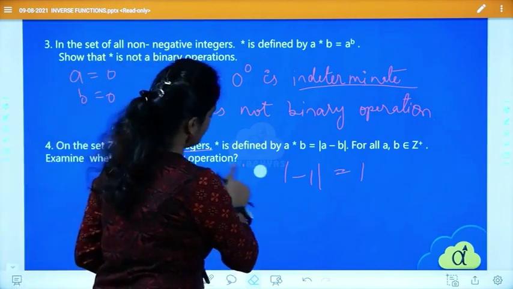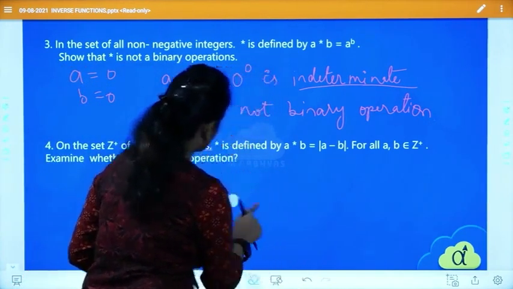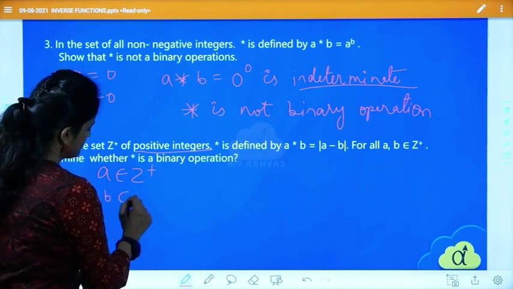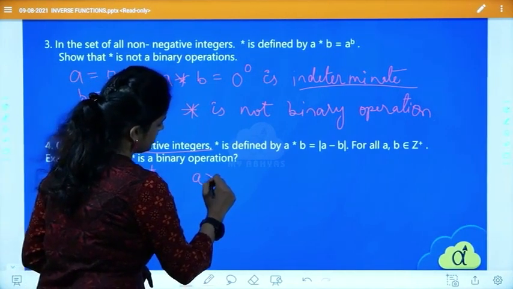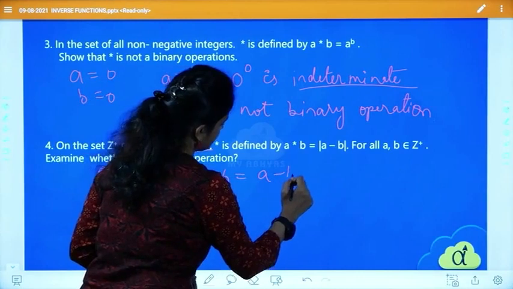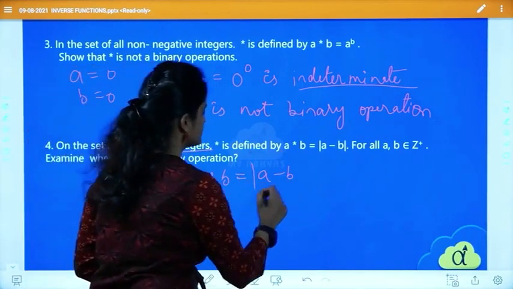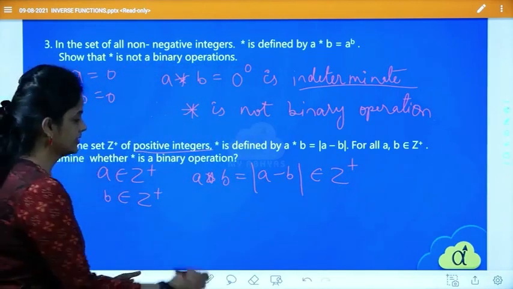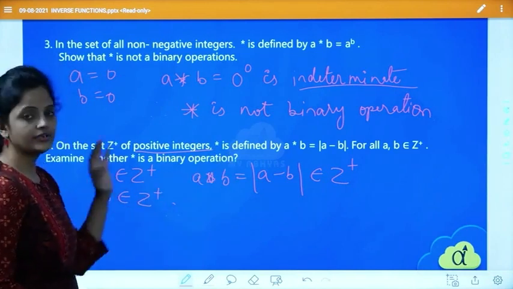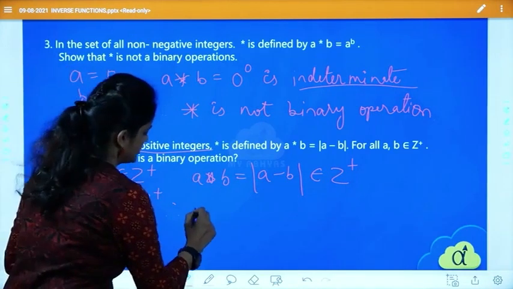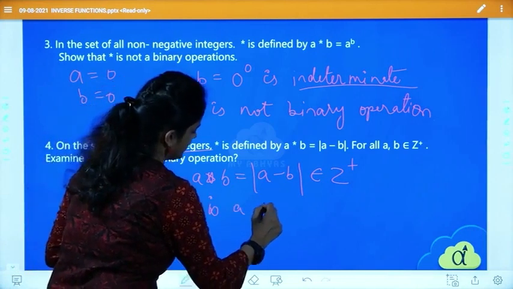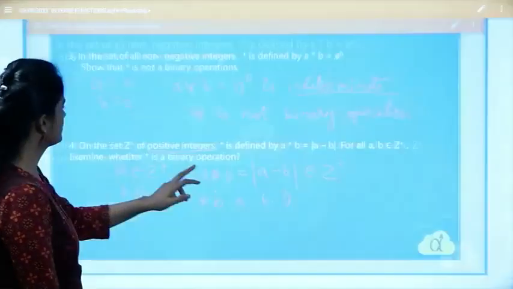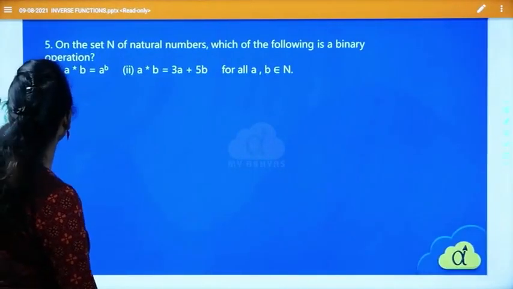a binary operation, because in general we can write that when A is one positive integer and B is one positive integer, then A star B is A minus B within a mod, which is again a positive integer, always. Therefore, star is a binary operation. Clear? These problems are making your concept easy and clear.